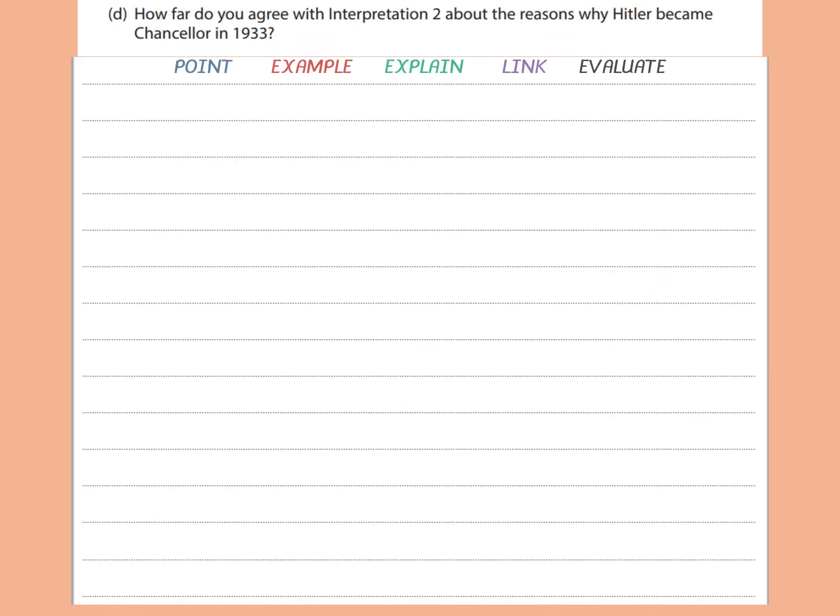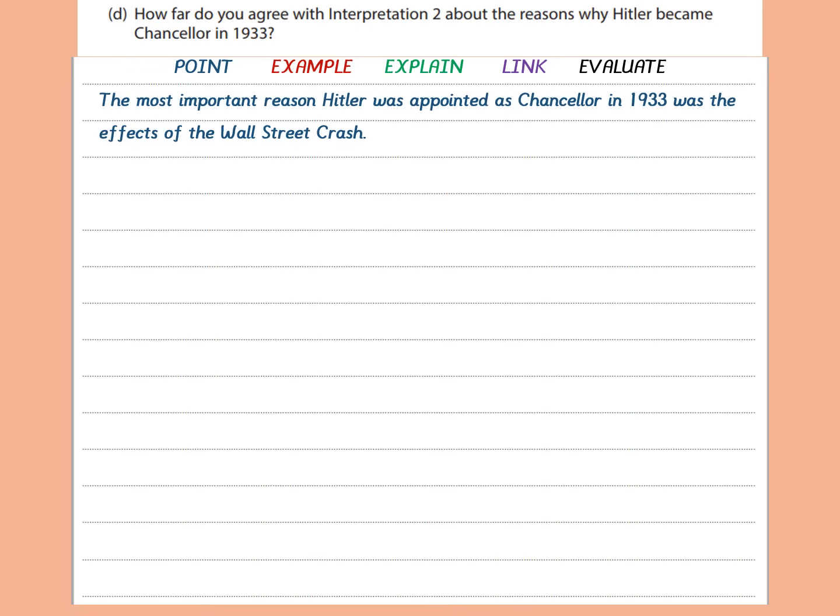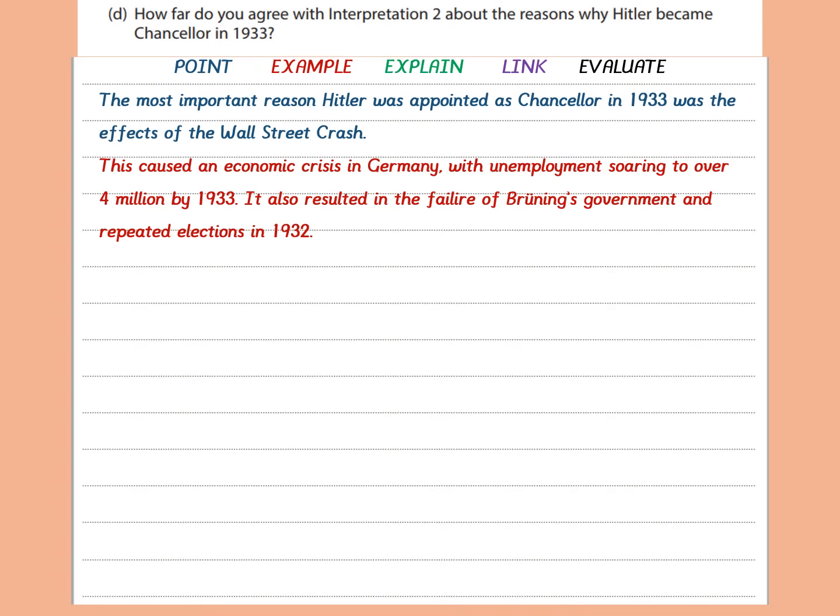Now let's consider what not to do. I'm not going to write anything that's factually inaccurate here, but let's see if you can spot the mistake I've made. The most important reason Hitler was appointed as Chancellor in 1933 was the effects of the Wall Street crash. This caused an economic crisis in Germany, with unemployment soaring to over 4 million by 1933.